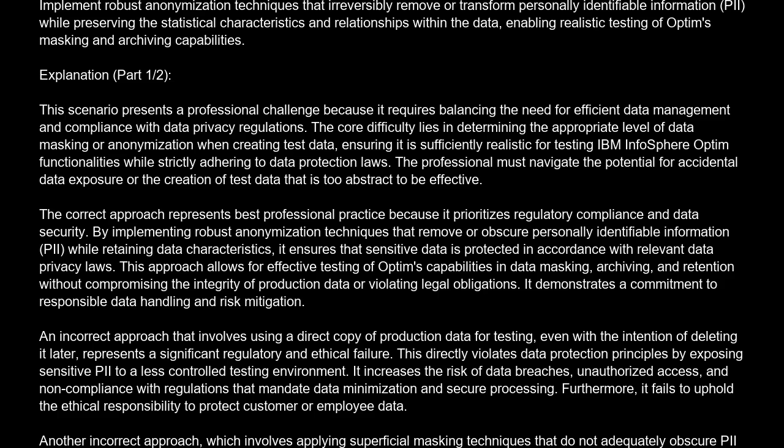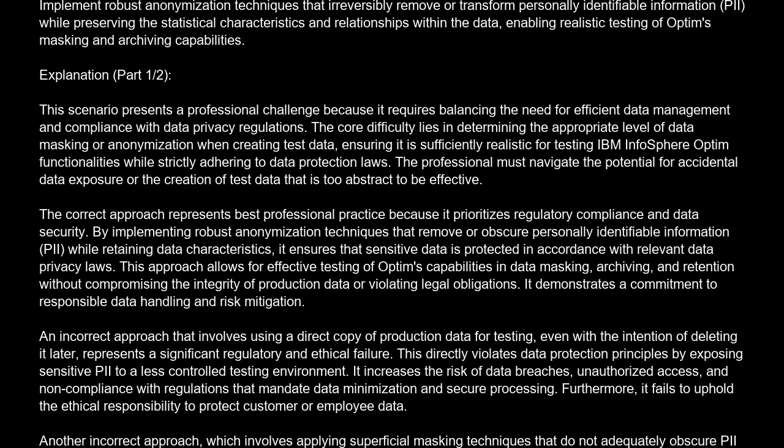The correct answer is C. Implement robust anonymization techniques that irreversibly remove or transform personally identifiable information, PII, while preserving the statistical characteristics and relationships within the data, enabling realistic testing of Optim's masking and archiving capabilities.